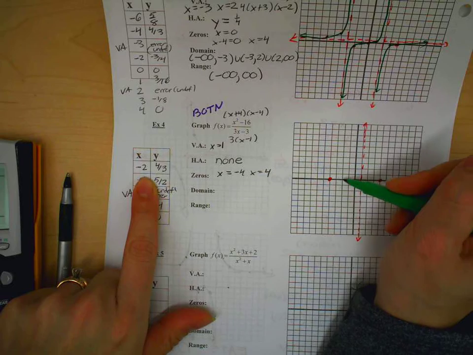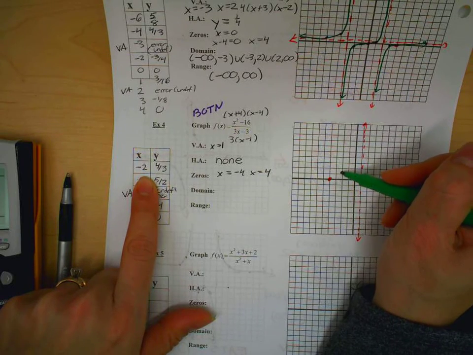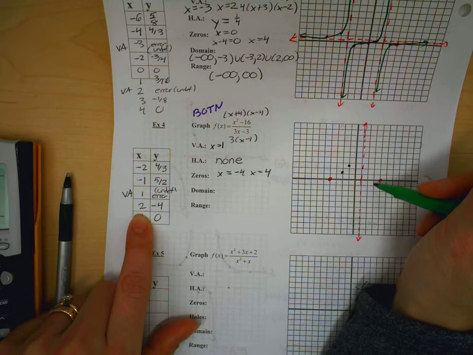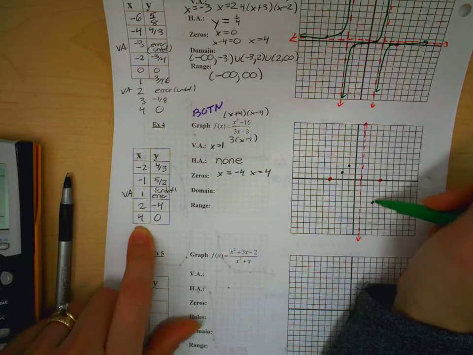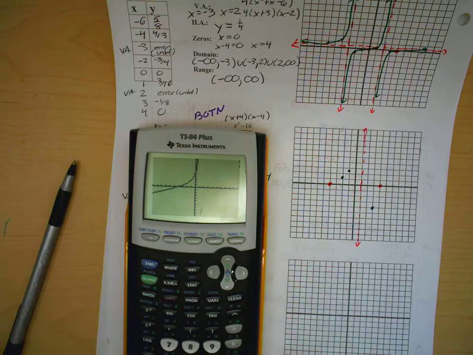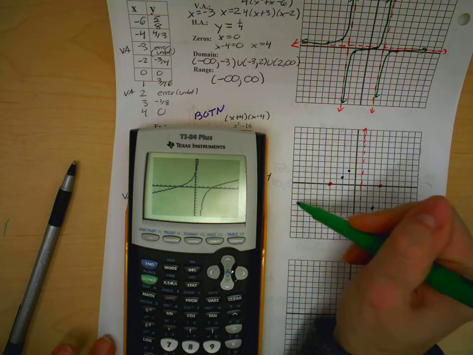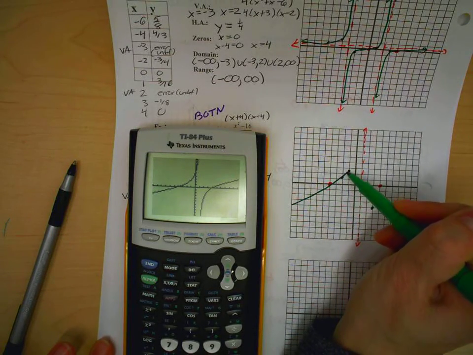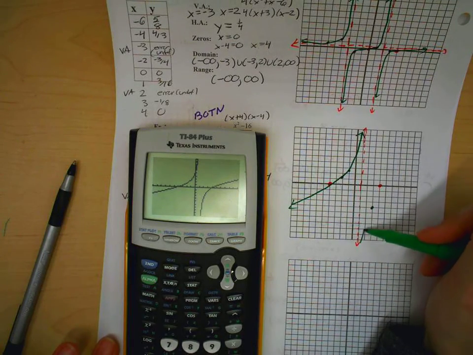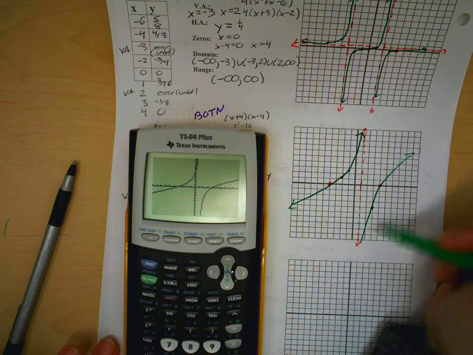So -2 and 4/3. 4/3 is a little bit above 1. -1 and 5/2, that's 2 1/2, so 1/2. 2, -4, 1, 2, 3, 4, and 4, 0. And again, if you haven't graphed one, you might want to hit your graph button on your calculator before you draw, just to see. Because we haven't done one that doesn't have a horizontal asymptote. So this one goes like this, gets closer to that vertical asymptote. And the same thing here. Down here it gets closer, but then kind of goes off.